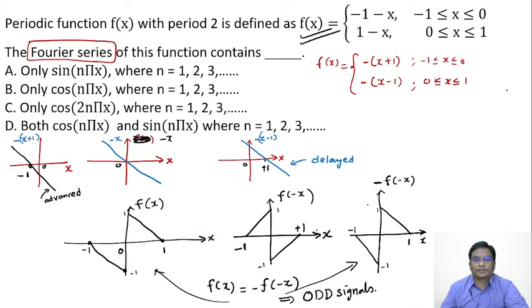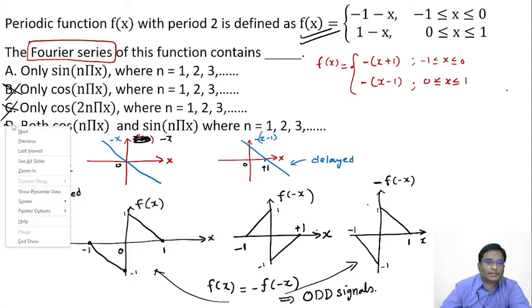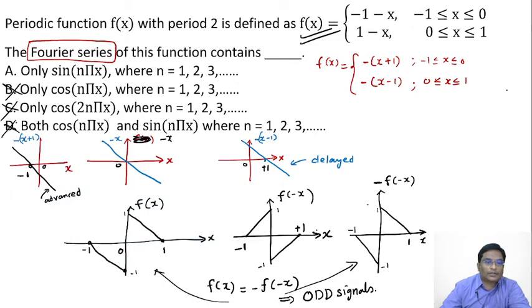Odd signals. Okay. When the signal is odd, only sine terms will be present in the series. No cos terms. Okay. Answers B and C are wrong answers. And both sine and cos terms being present is also wrong. Okay. Only, see here, all cos terms are absent in the system. Only sine terms will be there.